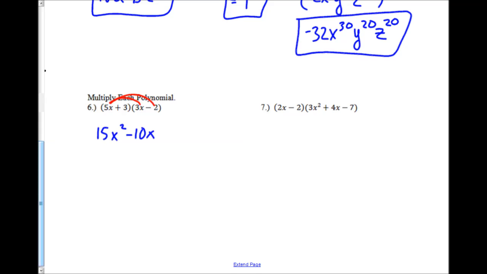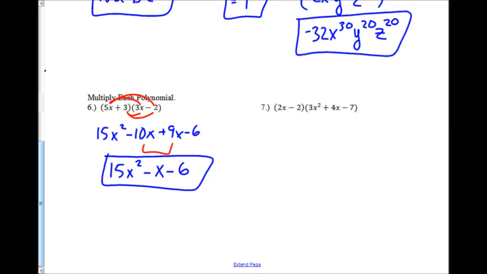And now I'm going to distribute the next term, which is the 3. That's going to give me a plus 9x minus 6. And now I combine like terms, which are the ones in the middle this time. So that's a 15x squared minus x minus 6. And that's it.